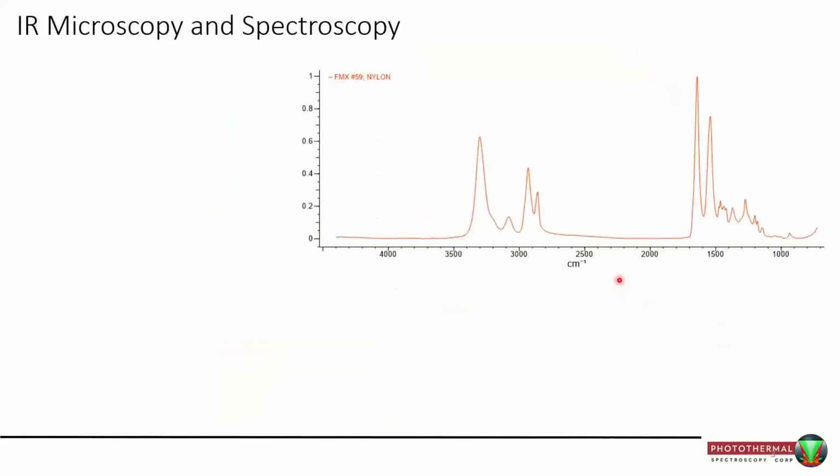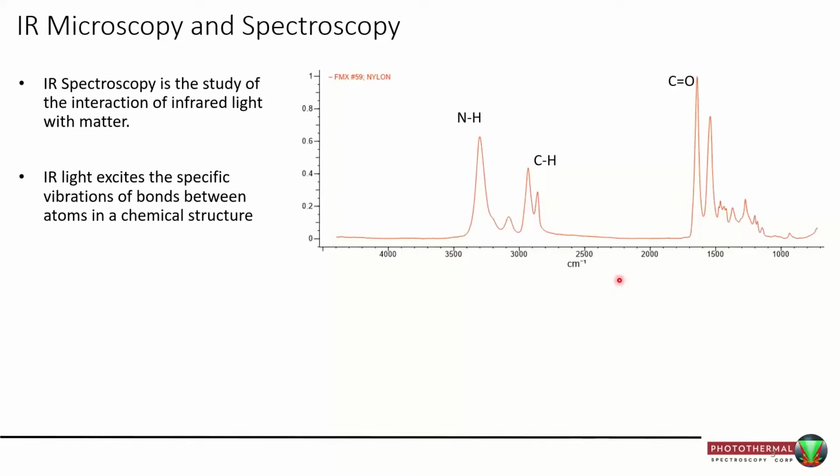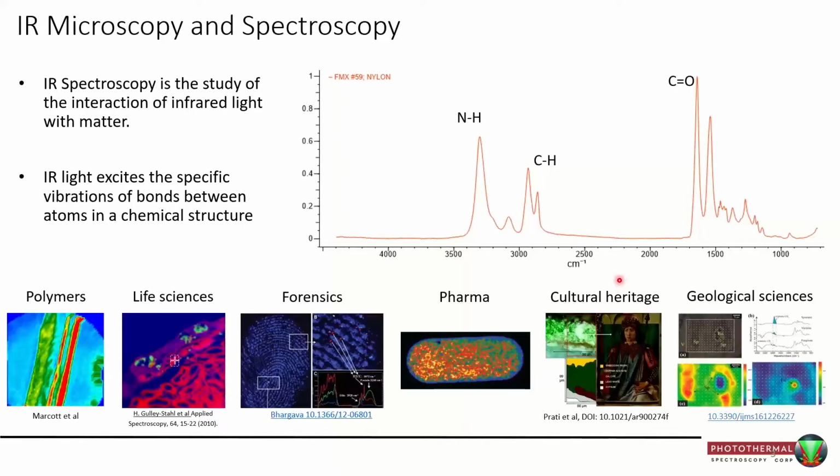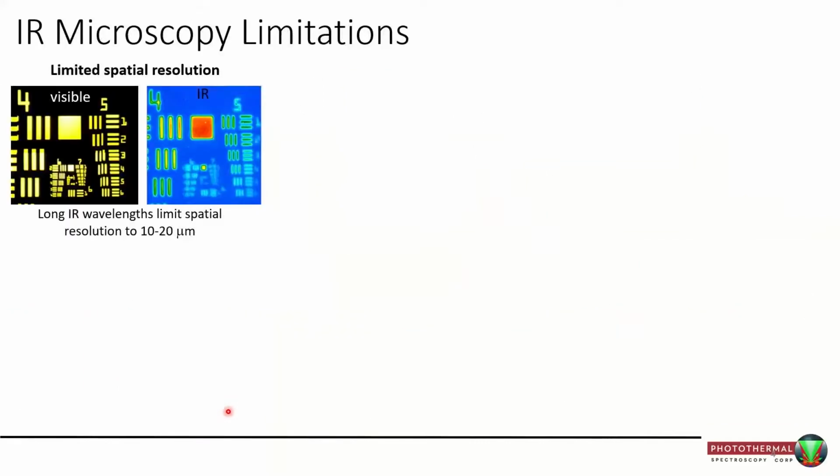So when it comes to infrared microscopy and spectroscopy, of course, we know that infrared spectroscopy is really the study of infrared light and how it interacts with matter, and various wavelengths of infrared excite various types of vibrations between atoms in a molecule, hence giving a very characteristic signature type of spectrum, a fingerprint, if you will. Infrared spectroscopy has been around for decades and decades, and it's been applied in a whole host of areas.